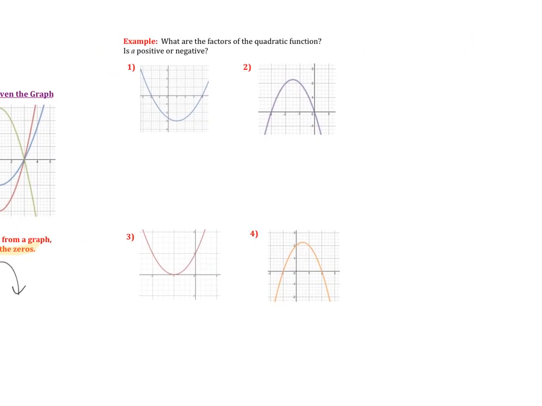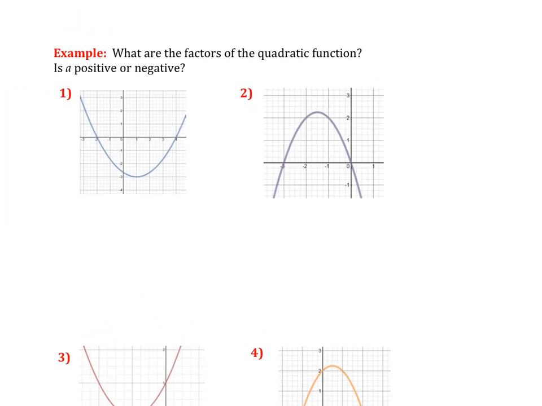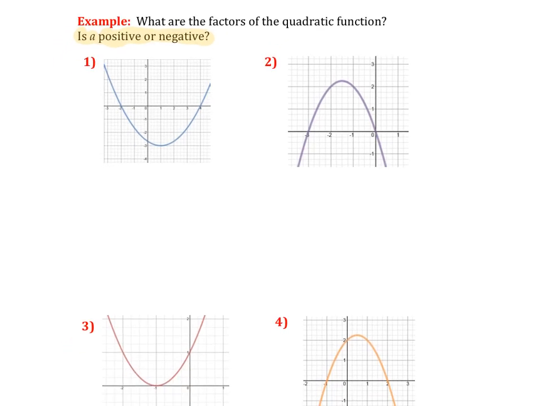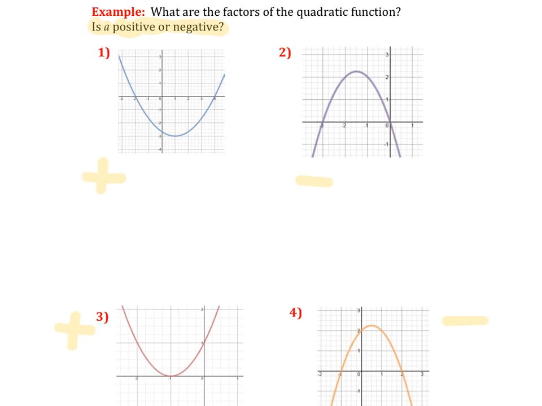Here it's asking us, what are the factors of the quadratic function? And is the a value positive or negative? So this is kind of nice. It's not actually asking us for the a value. It just wants to know positive or negative. So we can actually just look at these, right? If it's a smile, it's positive. If it's a frown, it's negative. So this one's going to have a positive a value, negative a value, positive a value. Number 4 down here, negative a value. I did not mean to write that with a highlighter, but whatever.